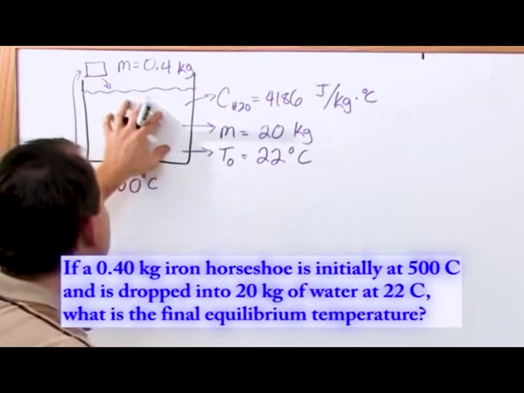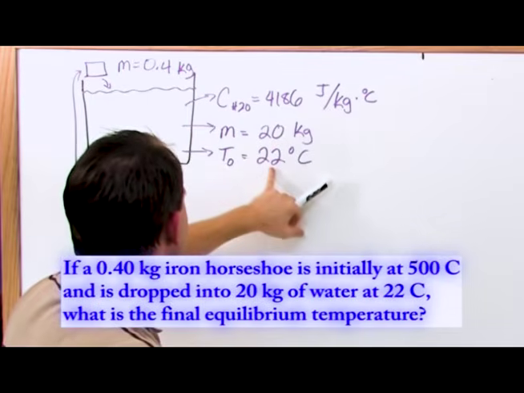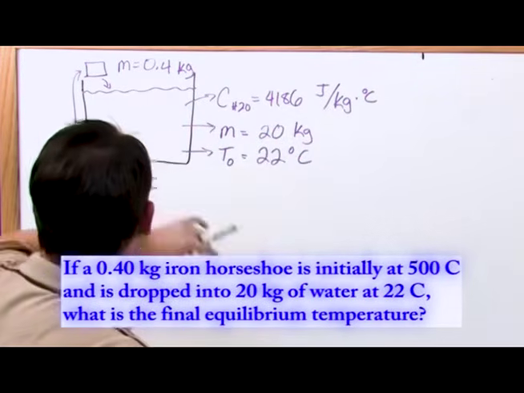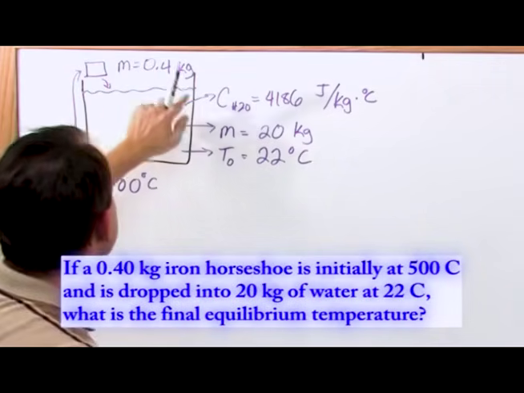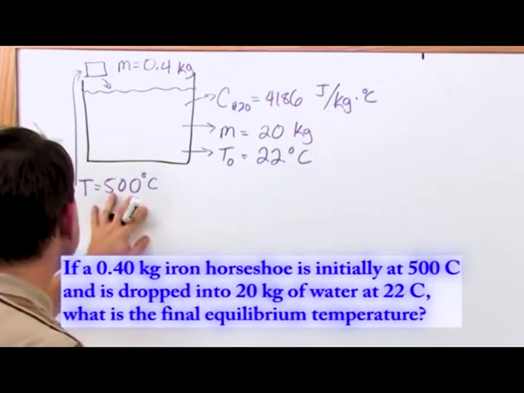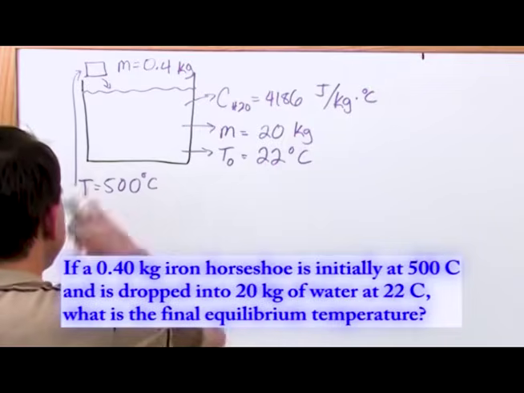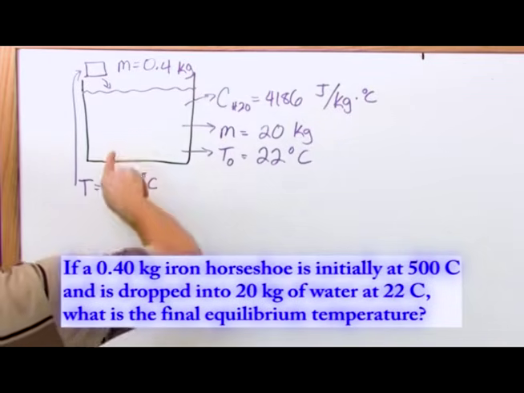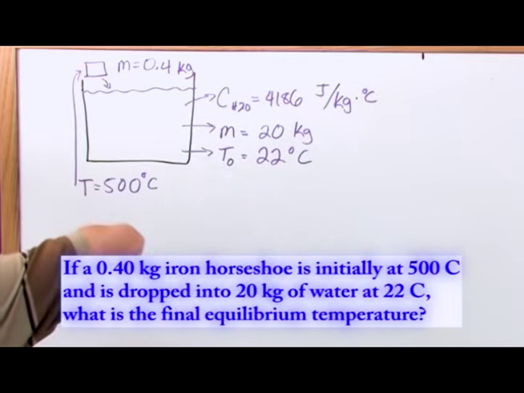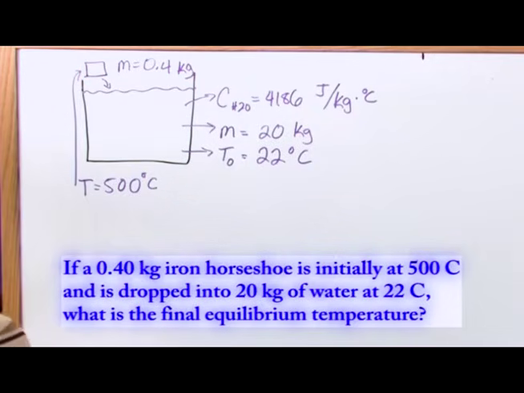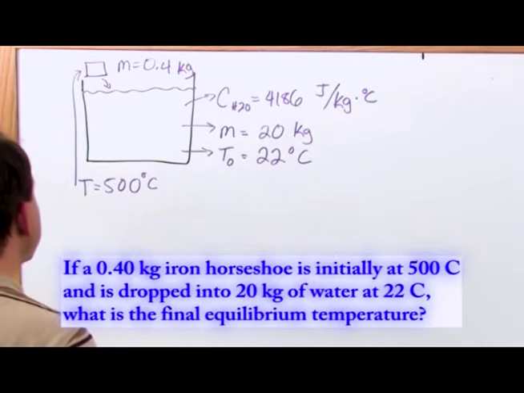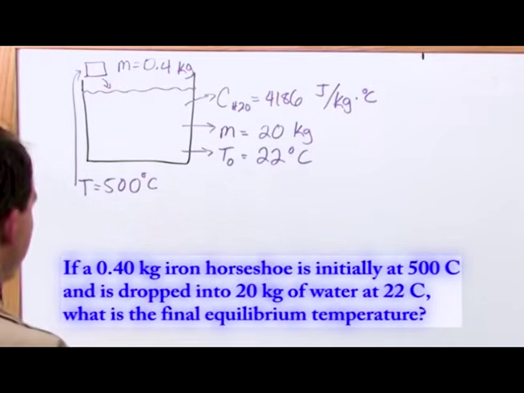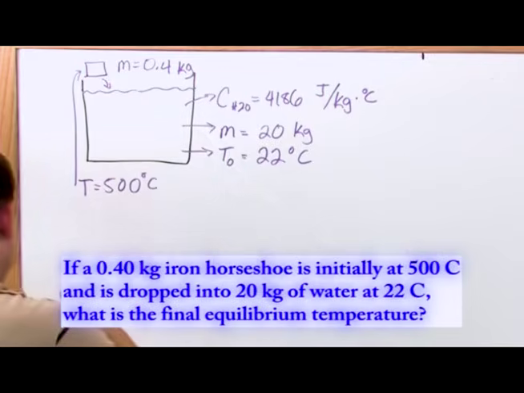We have a bucket of water. Initially, it's 22 degrees Celsius, basically room temperature. It's 20 kilograms, and has a certain specific heat. We have a horseshoe. The mass is 0.4 kilograms, at 500 degrees. We drop it into the water. A bunch of steam happens. Immediately, the water is going to go up in temperature. The iron horseshoe is going to go down in temperature, and basically everything's going to settle down and reach equilibrium, and we want to find out what that final temperature is.